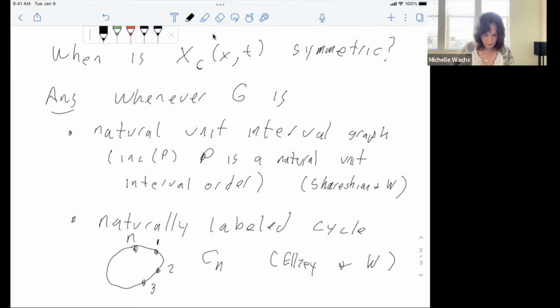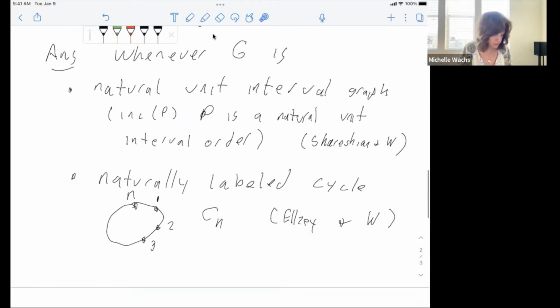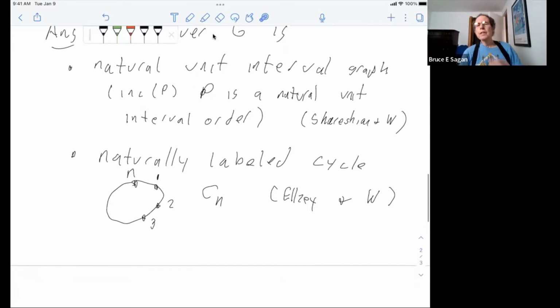I don't know how to generalize. We will see a way to generalize that, but then we have to generalize the definition of chromatic quasi-symmetric function. But just with this definition, I don't see any other examples. I don't know of any other examples. Michelle? Yes.